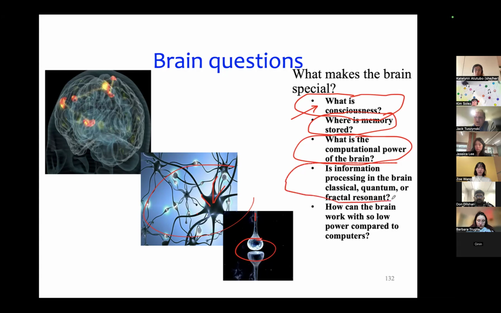And then what we are trying to address here is information processing in the brain: classical, quantum, or maybe somewhere else. An answer is given, fractal, resonant. There are various proposals in the literature. And then we'll quickly look at also some of the maybe less profound but equally important questions, like how can the brain work with such a low power level compared to computers, as you'll see. It's an enigma. It has to do something way better than our computer engineers can today.